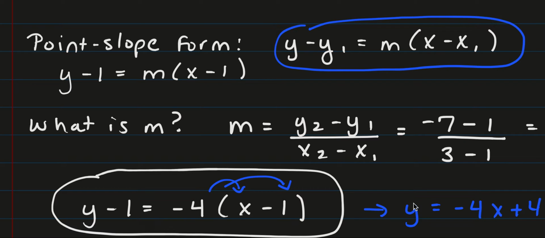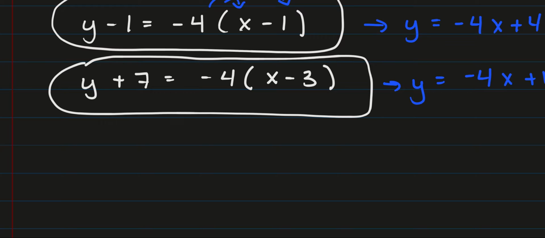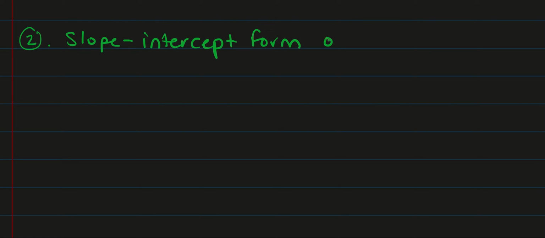This brings me to the slope-intercept form of a line. So this is the second type of formula for a line. Let's write it down. This is called the slope-intercept form of a line. And this is the most commonly used form for a line.